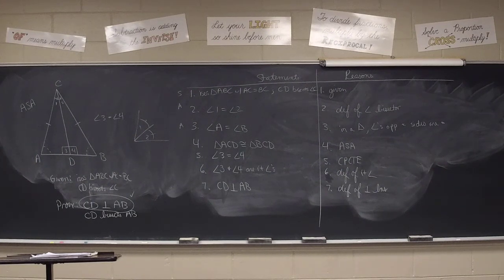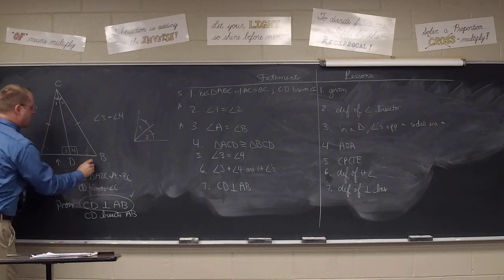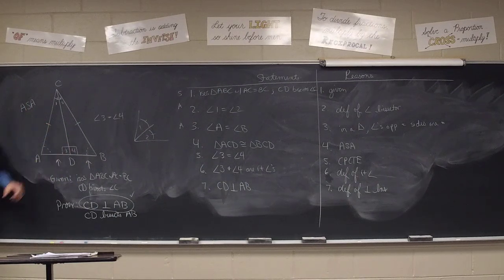What would need to be true to have CD bisect AB? Let me come back to Dylan. AD has to equal BD. Does everyone see that if those 2 things are equal, then regardless of appearance, CD must bisect? Does that make sense? Okay, so here's the question. How can I go about getting AD equal to BD, though?